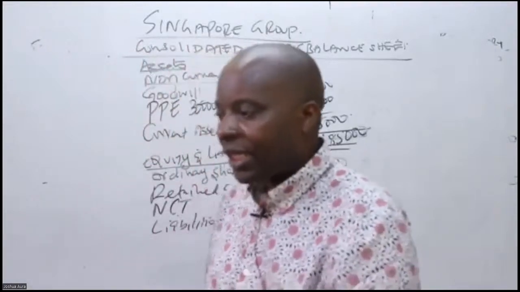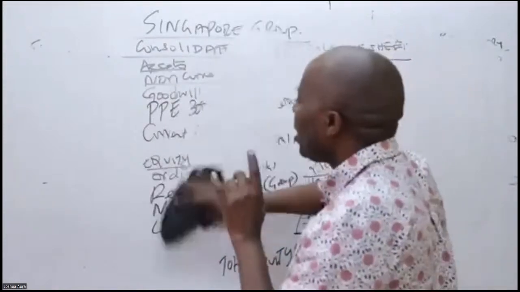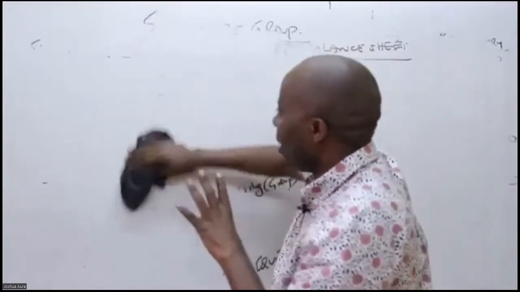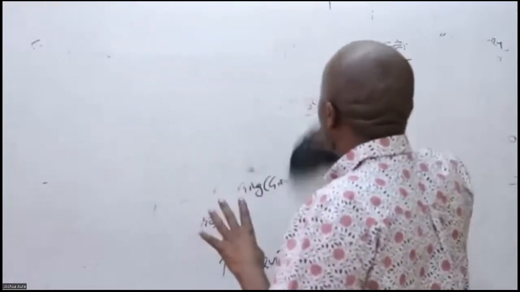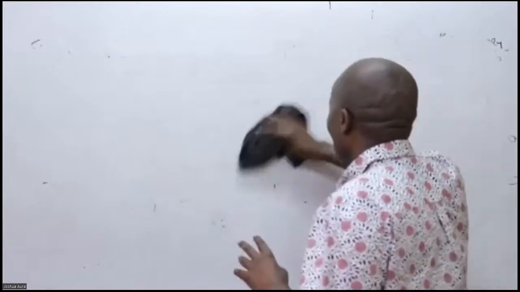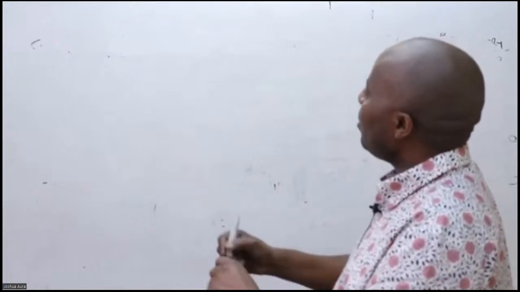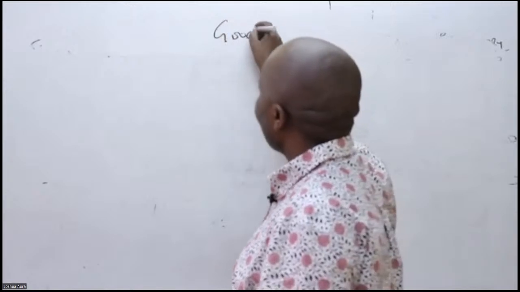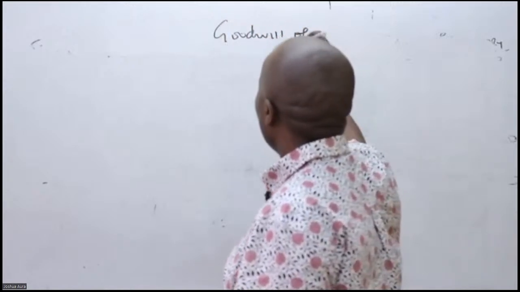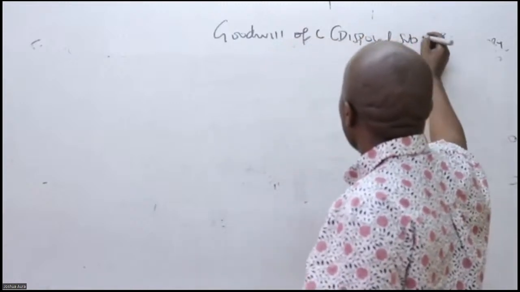Question number 5, thank you, Susan. So we shall calculate goodwill of the subsidiary that was disposed. And goodwill really is a simple thing. Anybody will be able to calculate goodwill. So for this goodwill of C, disposed subsidiary.